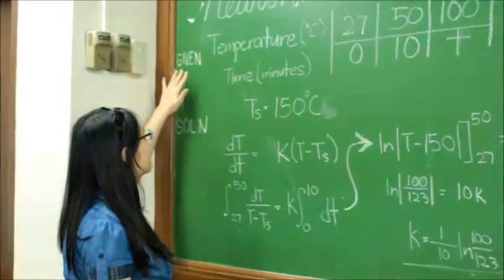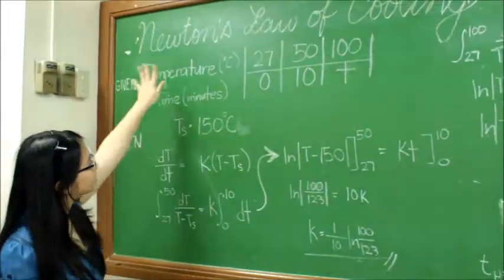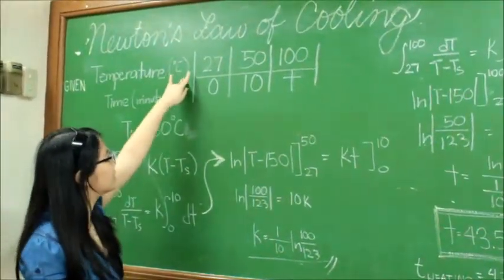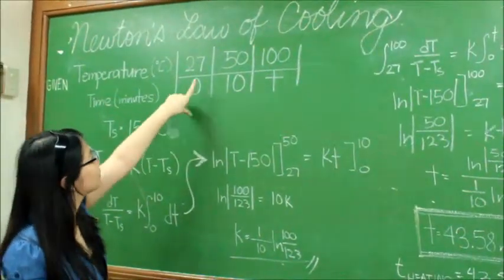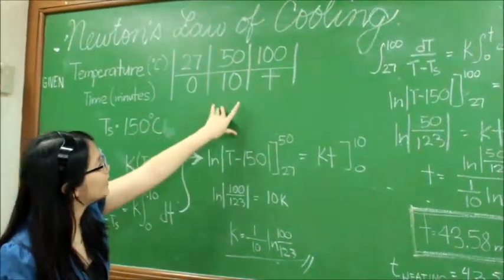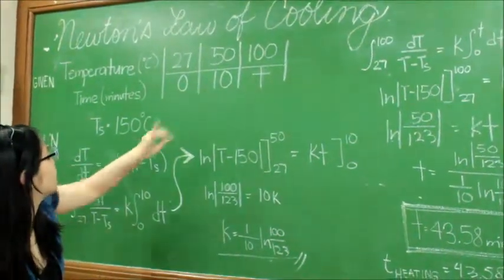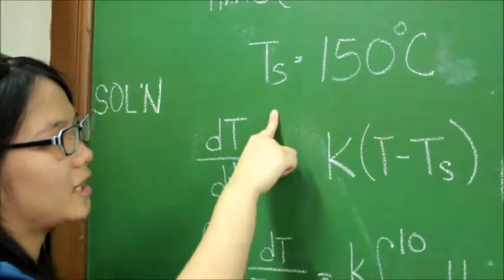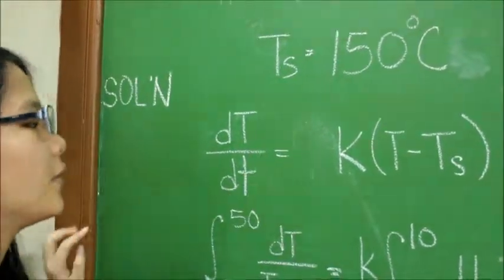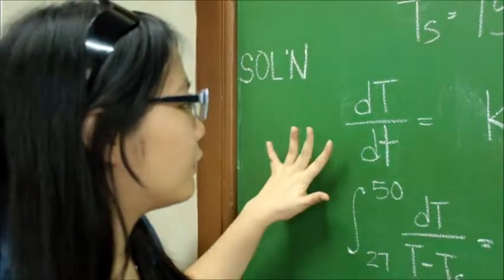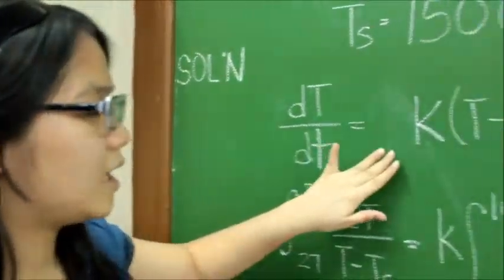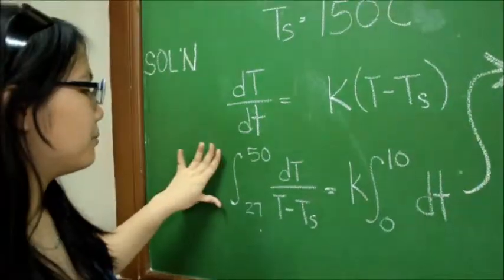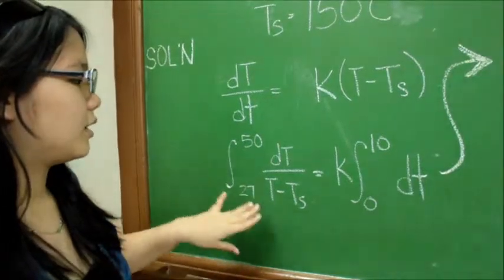The first step is to list the given. So for 0 minutes, the temperature is 27 degrees Celsius. For 10 minutes, 50 degrees Celsius. And for time t, 100 degrees Celsius. The temperature of the surrounding is 150 degrees Celsius. So the general equation for Newton's law of cooling is dT over dt equals k(T minus Ts). Then put the limits and integrate it.